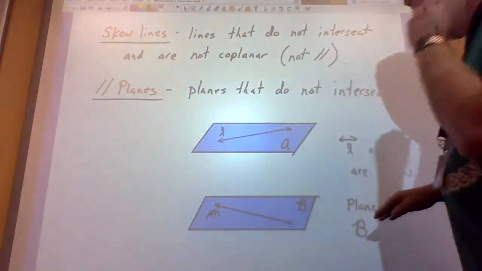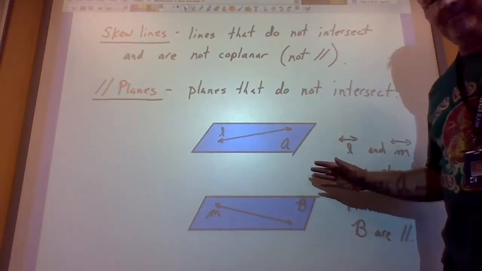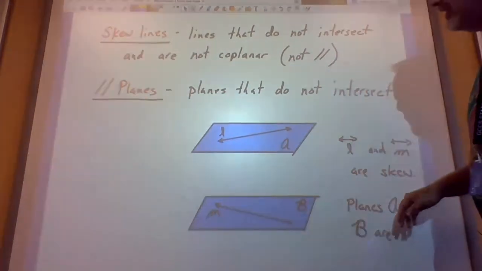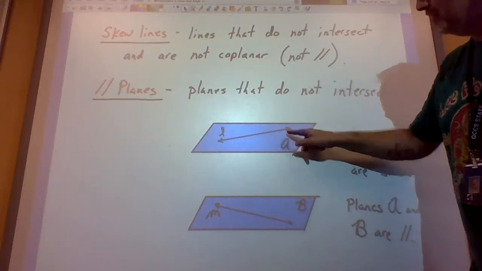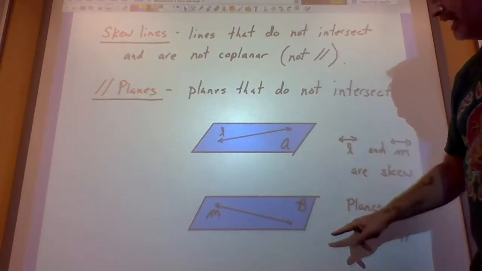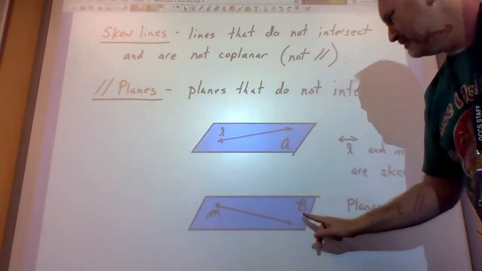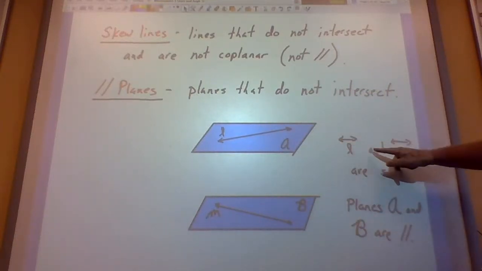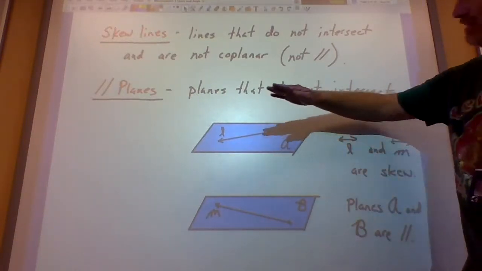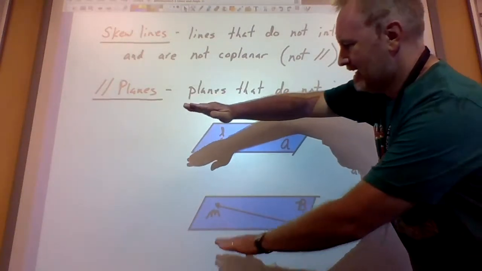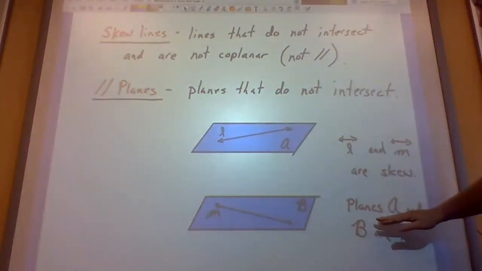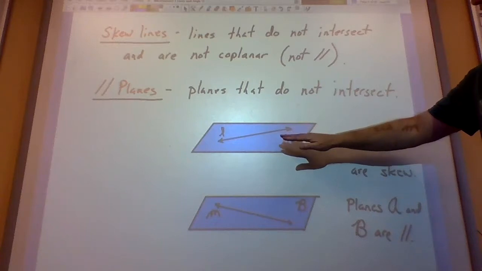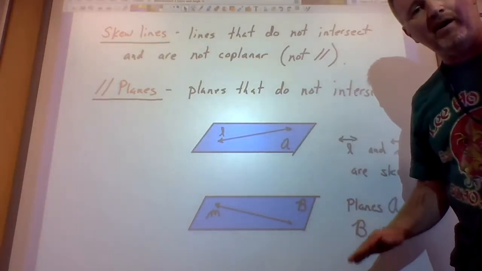All right. And here's something just more for your information. I got line L sitting here on plane A. I got line M sitting here on plane B. Now, lines L and M are skew. You see, this one's kind of doing this, and this one's kind of doing this. They're on parallel planes, but the lines are skew.